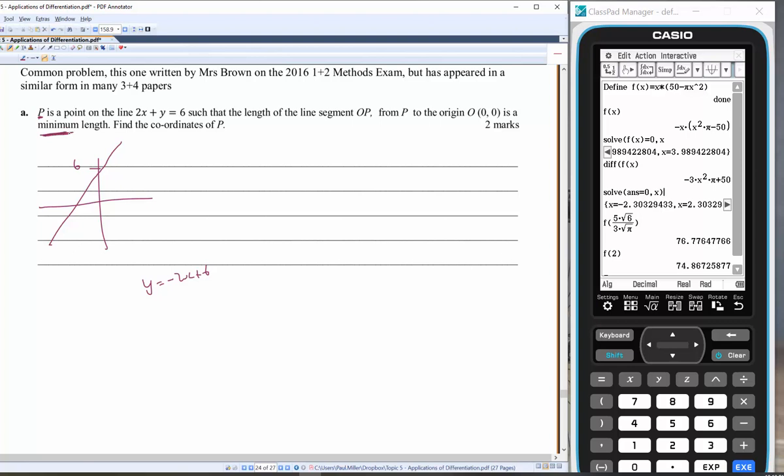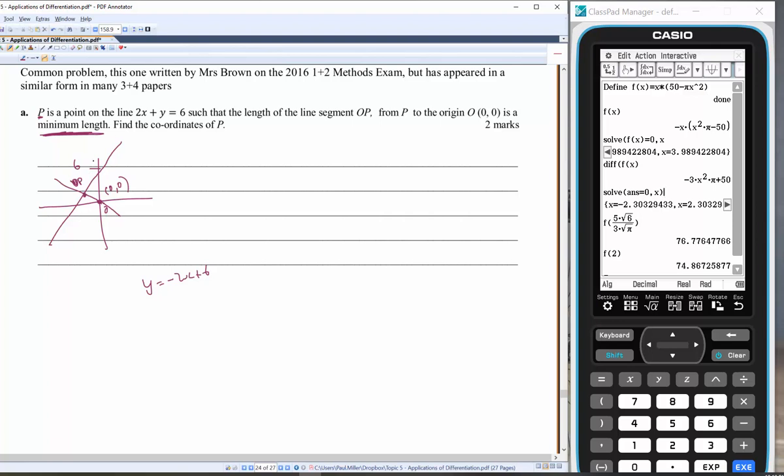Okay, so there's a thing you need to know about minimum length. If you've got a linear function, then the minimum length is always going to be perpendicular to the line to go through a particular point. In this case, it's the origin. So OP is going to be, no, that's going to be P and O. So that's what we're after here.